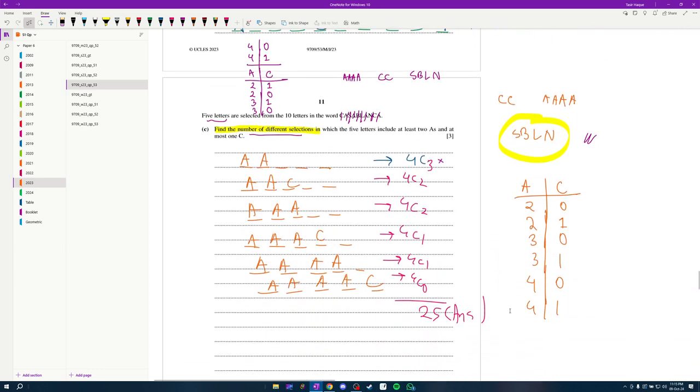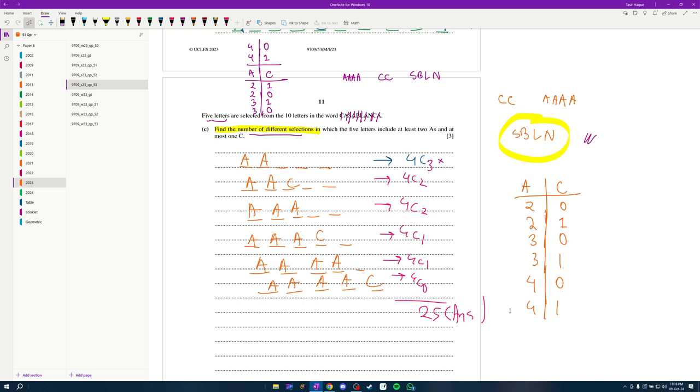Next, 5 letters are selected from the 10 letters in the word Casablanca. Find the number of different selections in which the 5 letters include at least 2 A's and at most 1 C. Okay, so at least two A's, so it has to be 2, 3, or 4, and at most 1 C, so C can be 1 or 0.